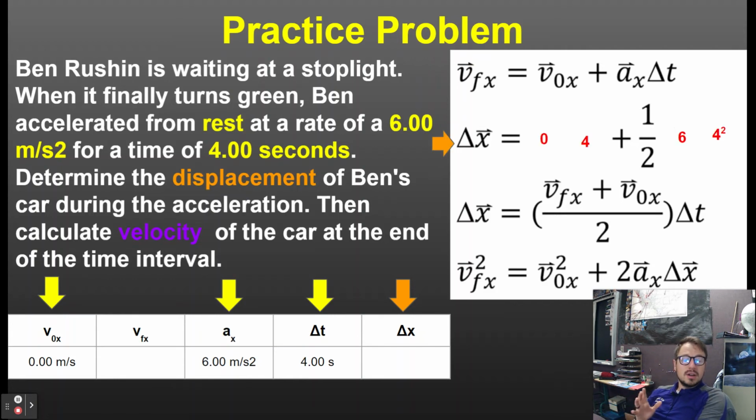I plug everything in, and notice what happens to that first term. Because the initial velocity is 0, that first term is 0, so I don't need to worry about that. And then I can solve for delta x: 48 meters. That's the displacement, the change in position.